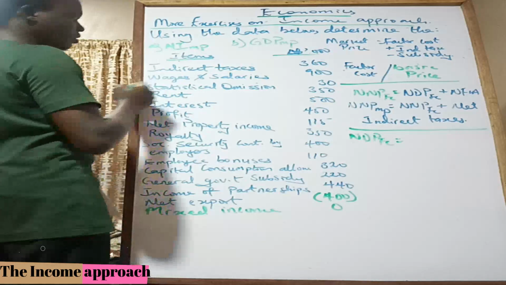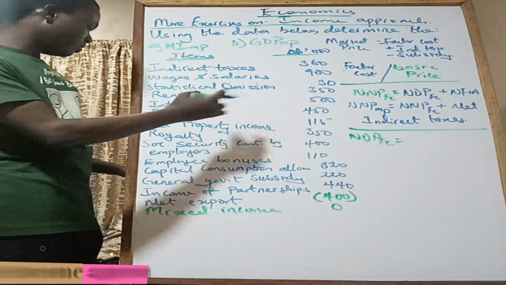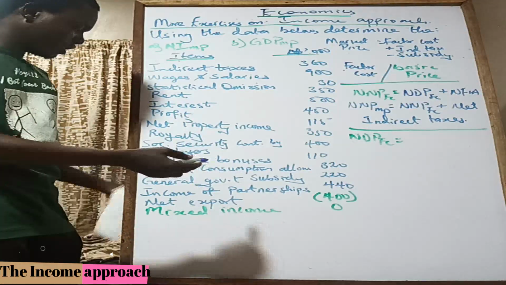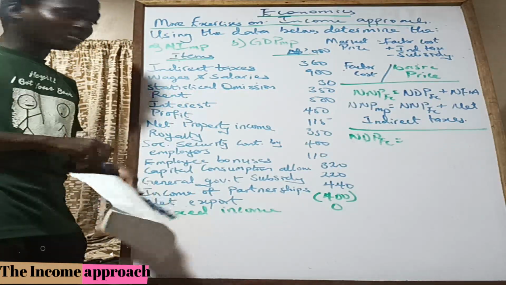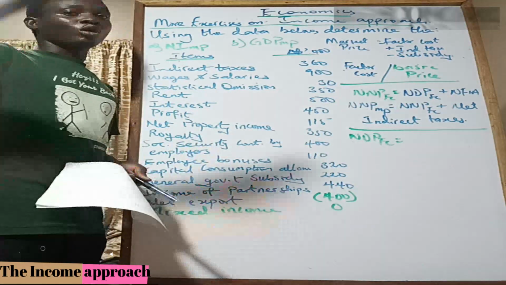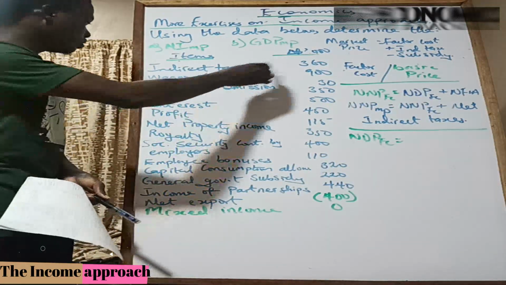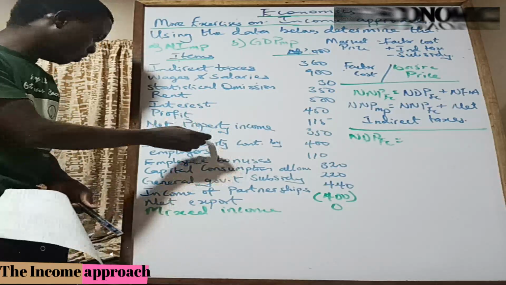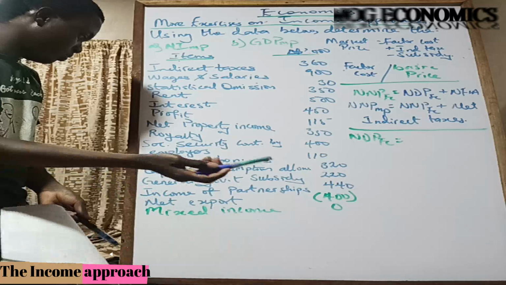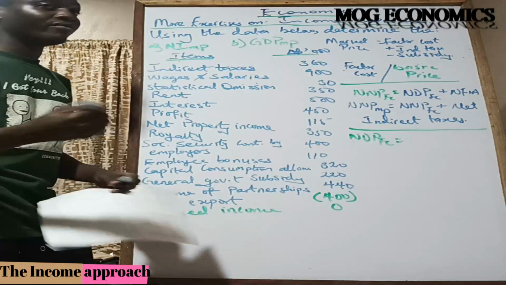So for NDP at factor cost, what are the incomes? Wages and salaries, social security contribution by employers, and on and on like that. What we have to look for are family members. We have compensation of employees, which is the family name for all of these things. Wages go to labor, bonuses go to labor. Nothing else, so we don't have compensation of employees, which means we are picking the family members.